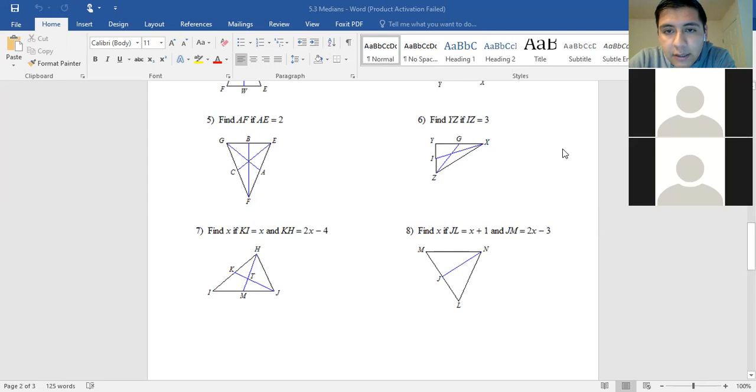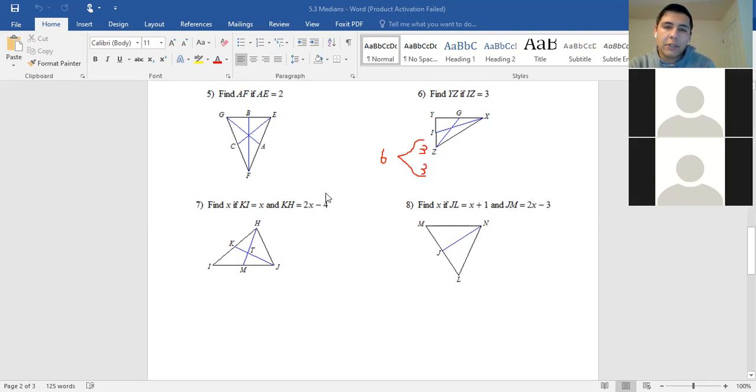What about number 6? It says Y to Z if IZ is 3. So if IZ is 3, then what is the whole thing, YZ? 6, right? And you figured that out by saying, we know that IZ is 3, so what does YI have to be? Also 3. So together they give us the entire thing, which is 6. Good.